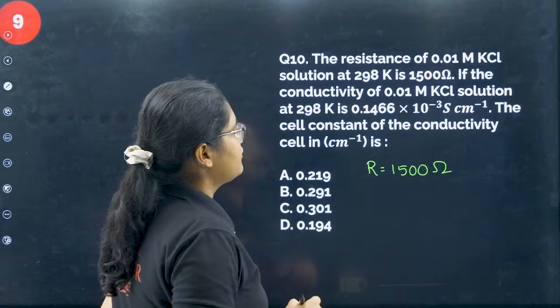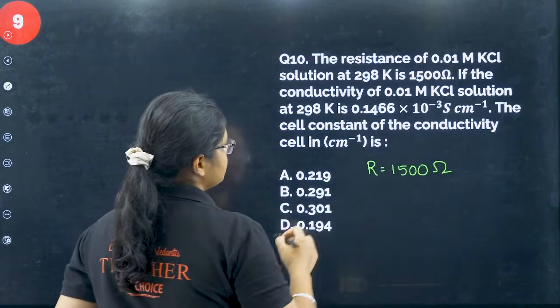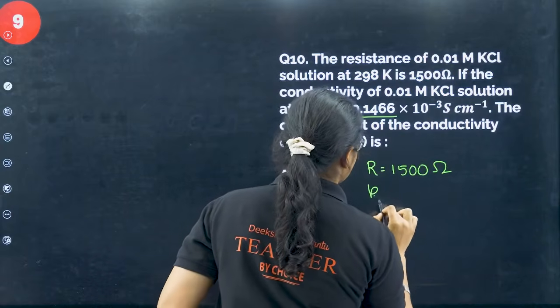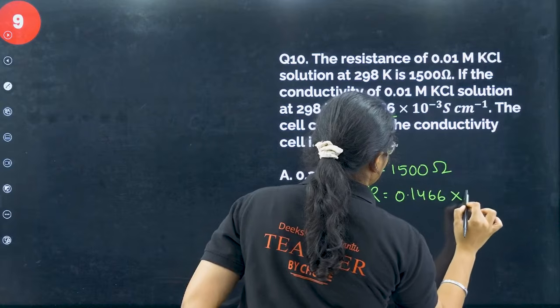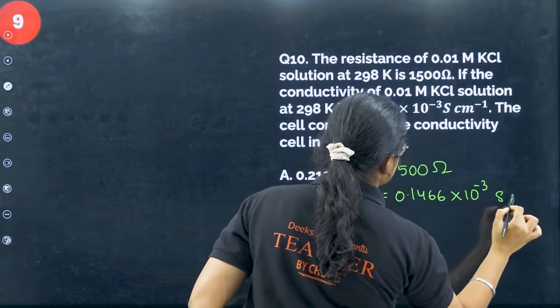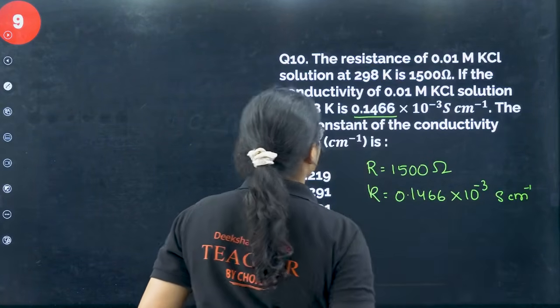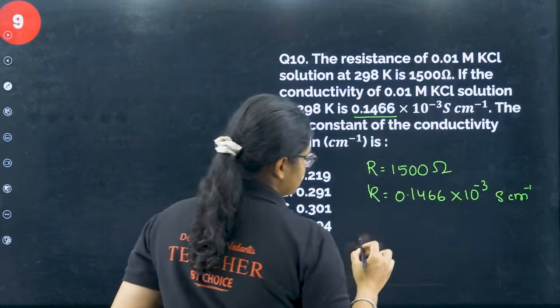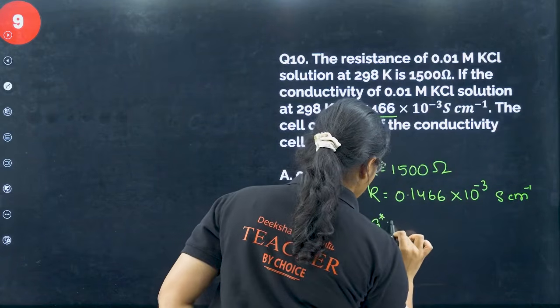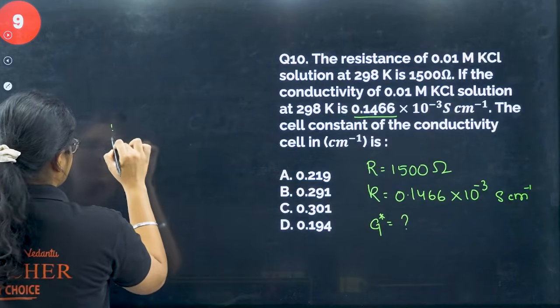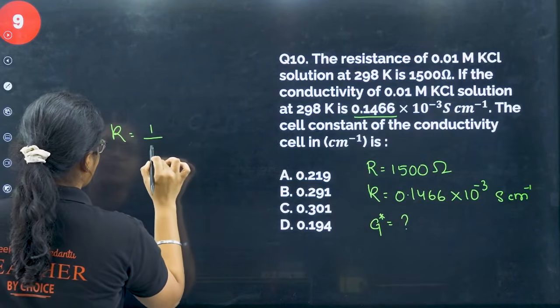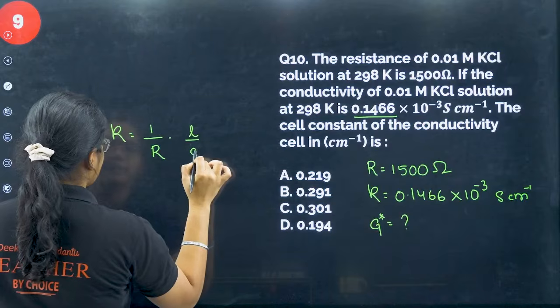If the conductivity of 0.01 m KCl solution is this much, conductivity is into S centimeter inverse, okay. The cell constant is how much? I have to find this cell constant. So just now we have solved a similar question. Kappa is equal to 1 by R into L by A, right?